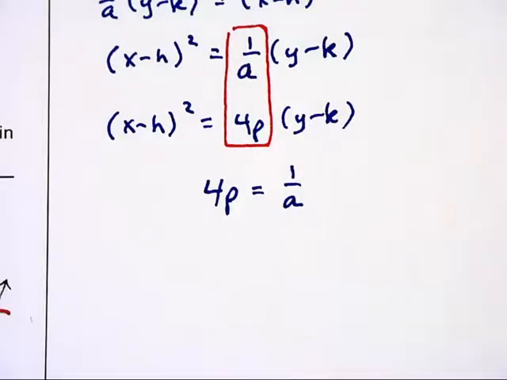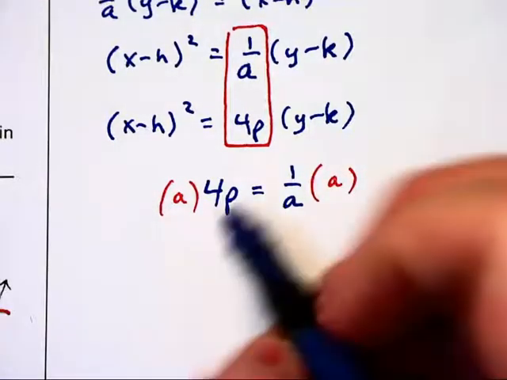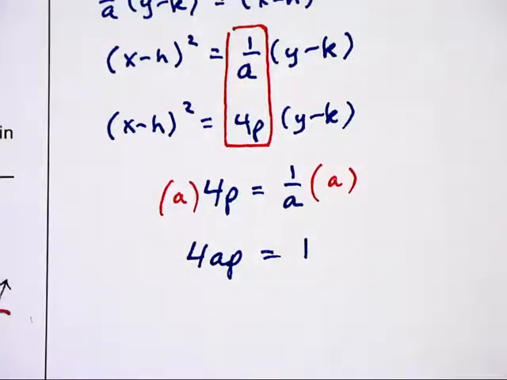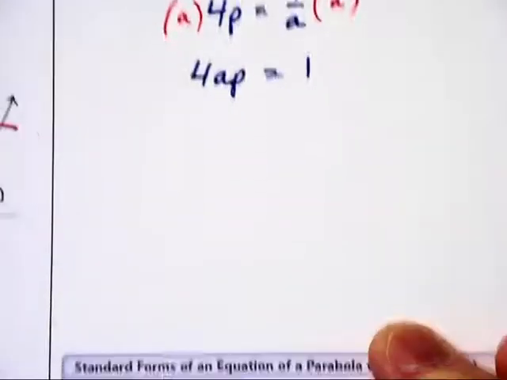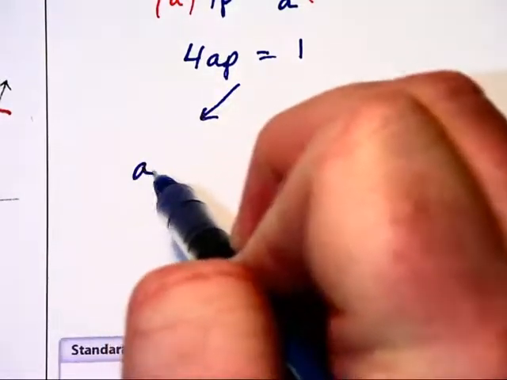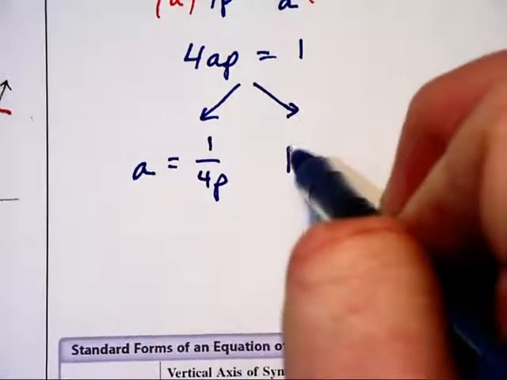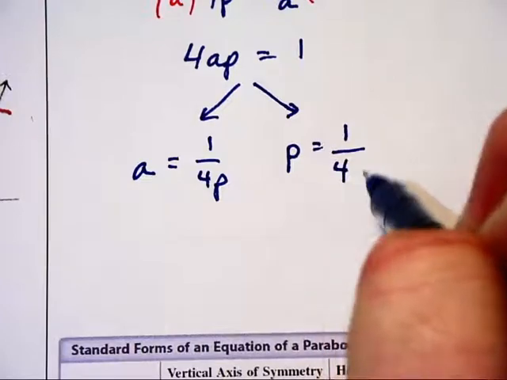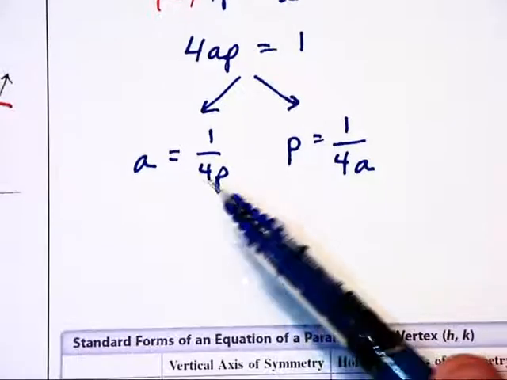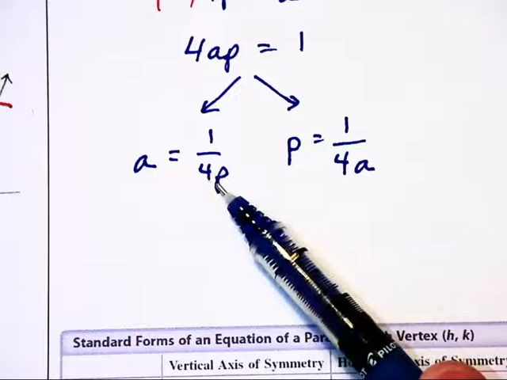And if I multiply each side of this by a, I will have 4ap on the left is equal to 1. Now, let's take this 4ap equals 1 and solve it for either a or p. Solving it for a, I have a equals 1 over 4p, or solving it for p, I get 1 over 4a on the right. In other words, if you have the value of p and you want to know what is the value of a, you can plug it into this first formula.